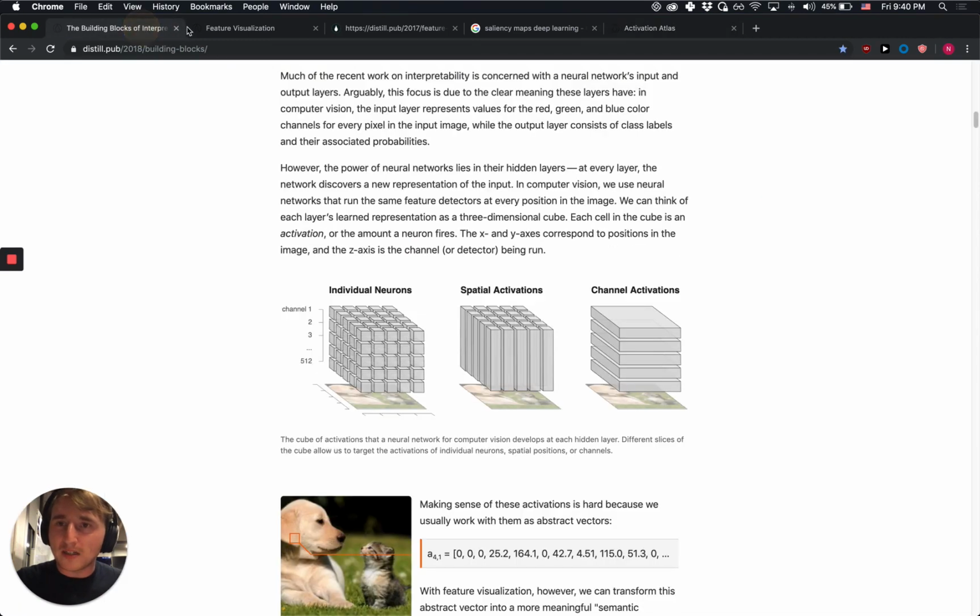And so if you go back to the original building blocks, you can see the same volume. So again, this exists at every layer for any given image. And there's different ways to split it up.